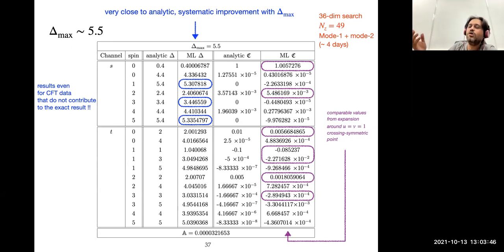So just by putting a wrong operator that shouldn't be there, the algorithm, first of all, tries to turn it off. And secondly, it also says something about the scaling dimension of this operator, which doesn't seem to be away from the expected analytic value.